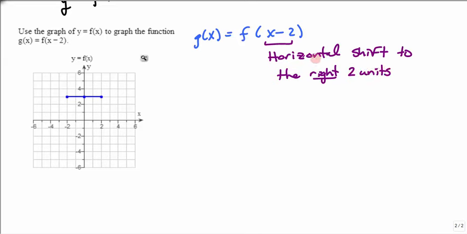So every point that we see here, we're going to shift it to the right 2 units. So this point will go to the right 2 units. This point will go to the right 2 units. And this point will go to the right 2 units. So my new graph would look like this. Now in this particular homework set, they give you a list of graphs to choose from. So you would just mark the graph that looked like that. And in this particular case, let's see if I can pop in those alternate graphs.